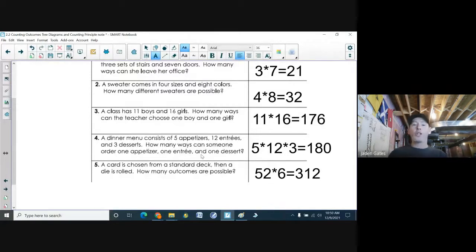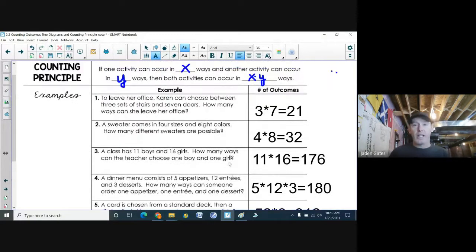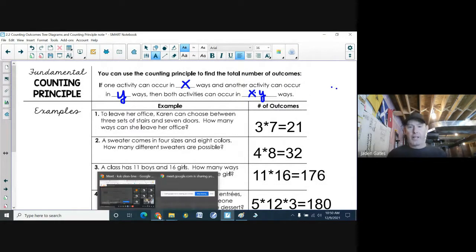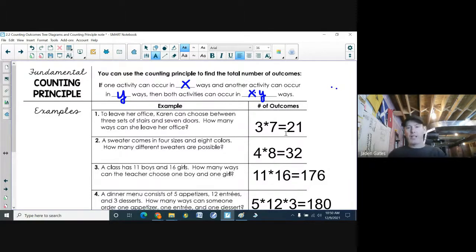So again, just using the fact that we can count using multiplication helps us count the amount of possible outcomes that are on our tree. But again, it doesn't tell us the sample space that we could possibly have, and helps us figure out the probabilities. But it does allow us to figure out the possible outcomes fairly quickly.